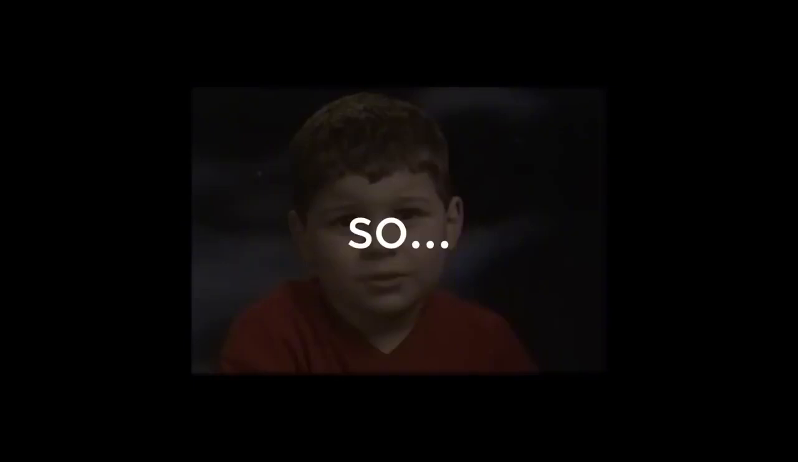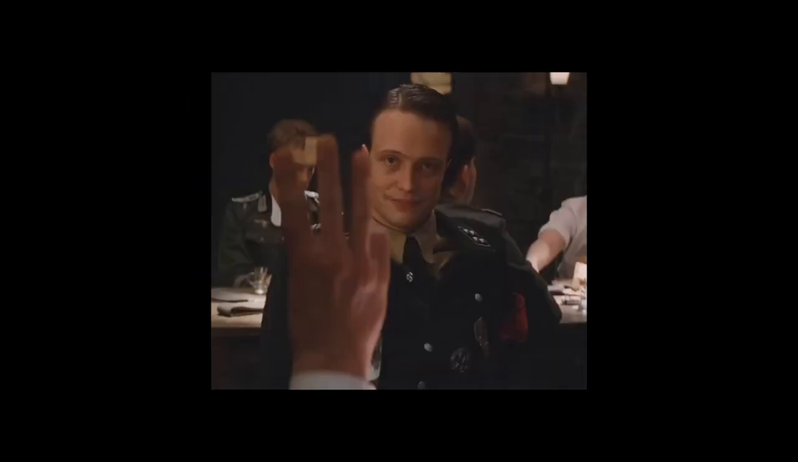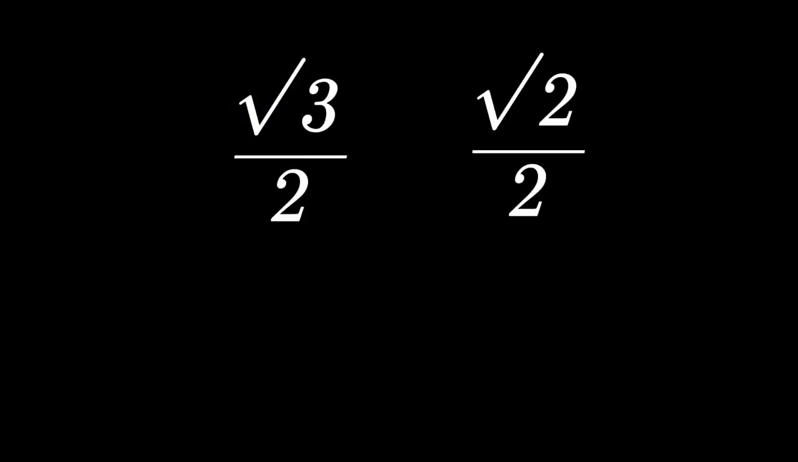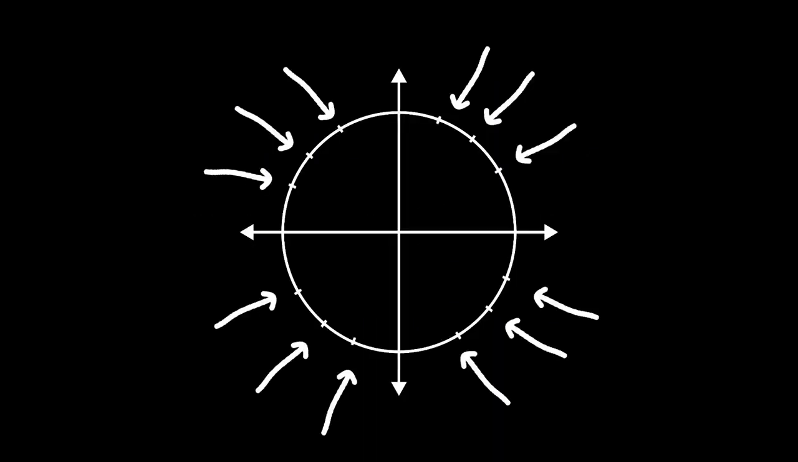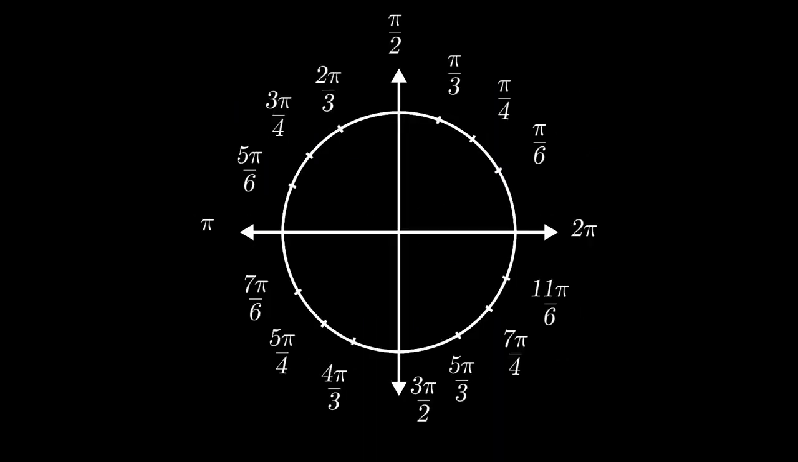Now, to most normal people, this tells us about as much as this kid trying to explain his dream. So we're gonna need some actual numbers. The three key numbers to remember are square root of 3 over 2, square root of 2 over 2, and square root of 1 over 2, which is simplified to 1 over 2. Remember those dots in the circle representing the fractions of 2 pi radians?